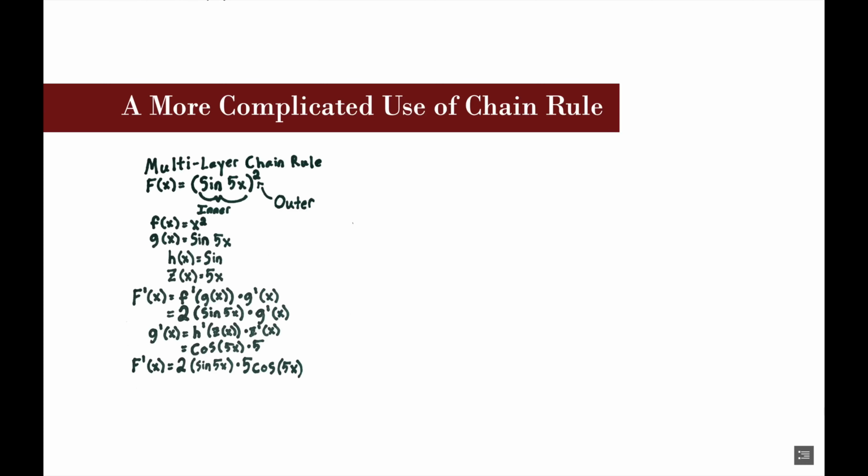H of x will be the outside function in this instance, as lowercase f of x has been in the past, and that will become sine. Z of x will be the inside function in this instance, which will be 5x. So then we would need to differentiate x squared to get 2x. When we plug this information into our equation for the derivative of a function requiring the chain rule, we will get 2 times sine 5x, which is altogether multiplied by the first derivative of g of x.